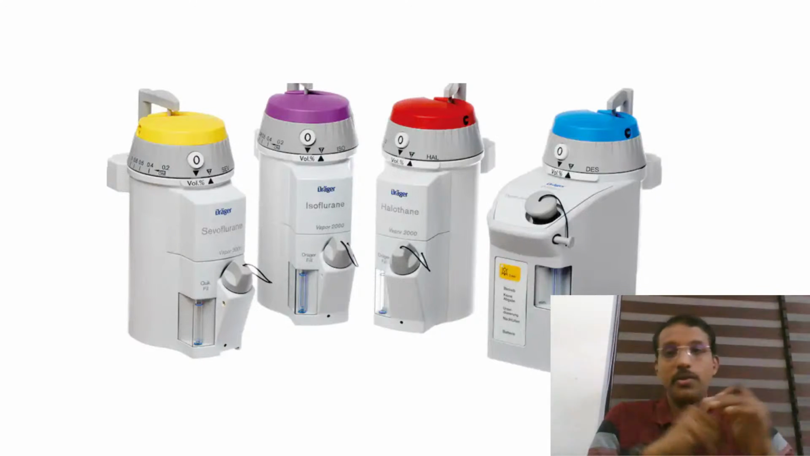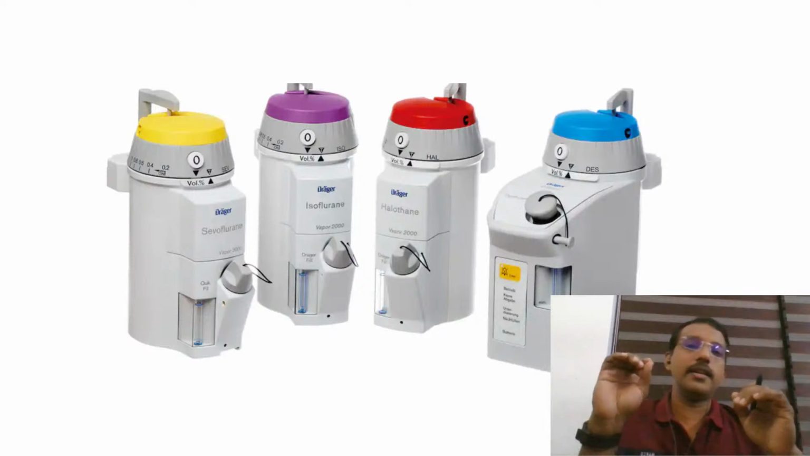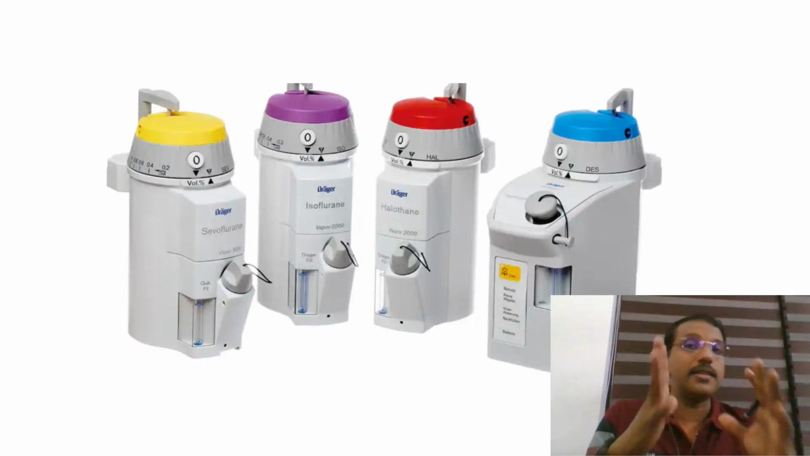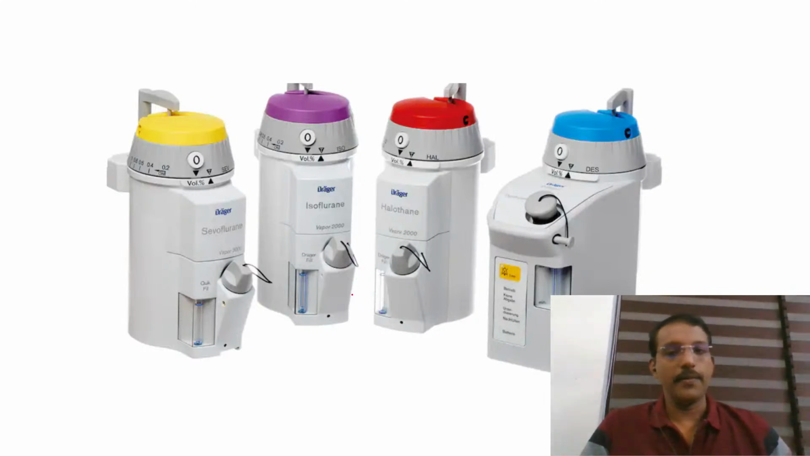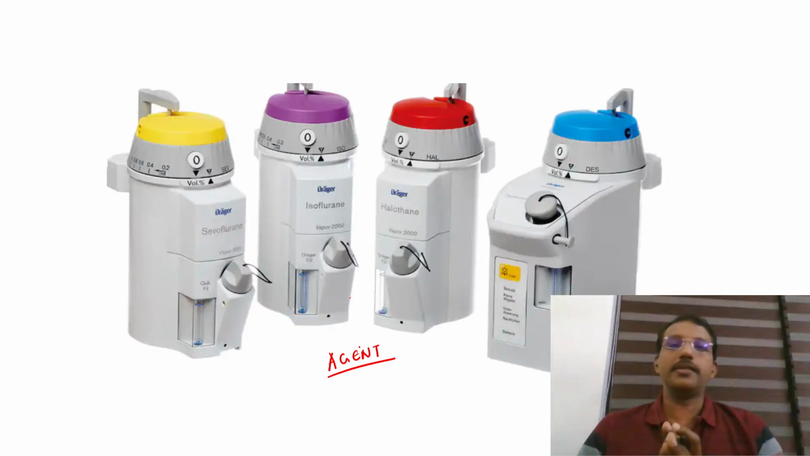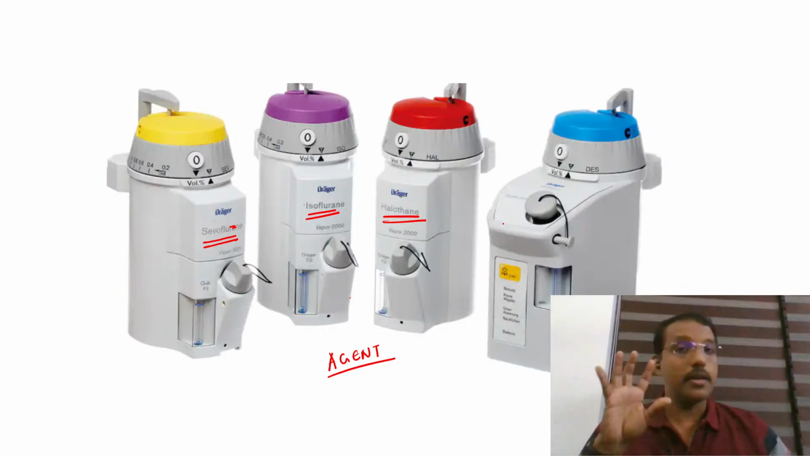Now one point you need to keep in mind is that vaporizers are agent specific. Agent specific in the sense that you can fill only one vaporizer with only one volatile agent. For example, as you can see, the yellow one here, the first one, is used only for sevoflurane, while the second one is only for isoflurane, and the third one for halothane. So that means they are agent specific, and please remember that.